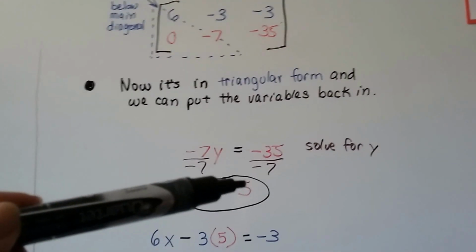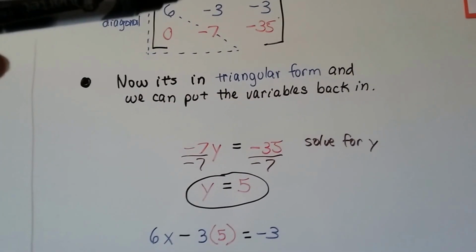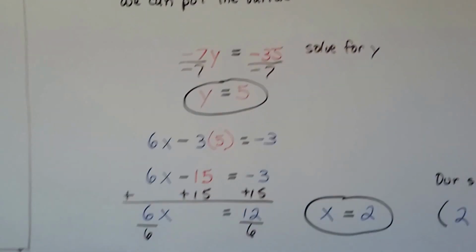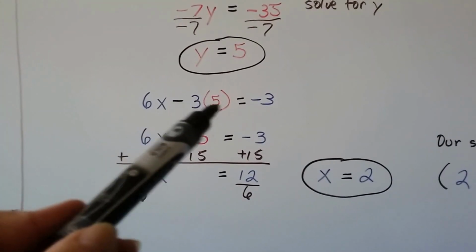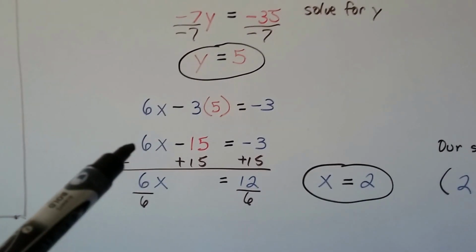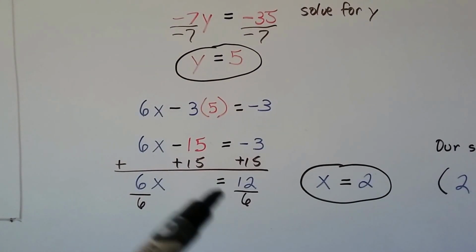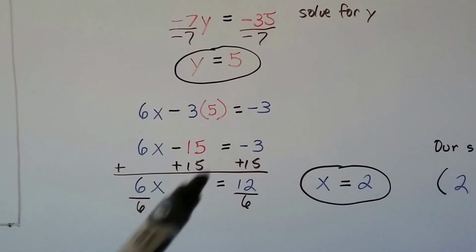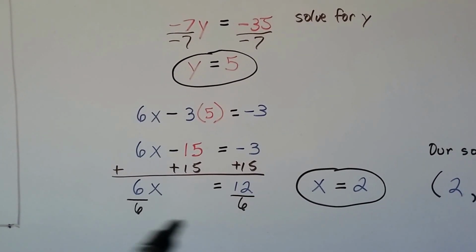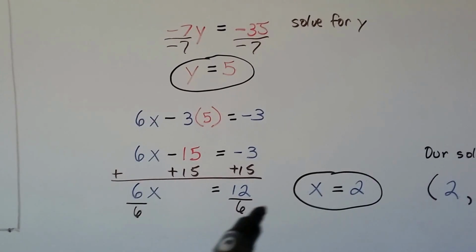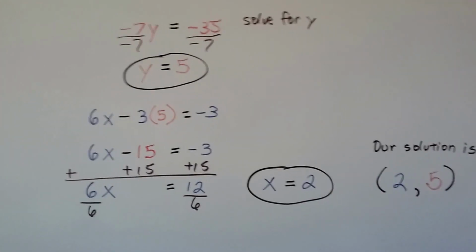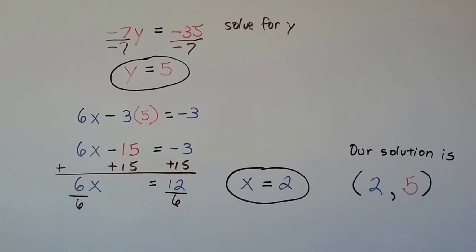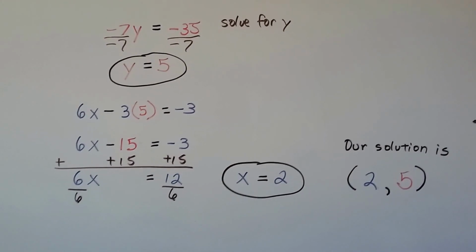Now we can take that 5 and plug it back into our blue first equation and solve for x. And that's going to make that a 15, isn't it? So now we have 6x minus 15 equals negative 3, and we add the 15 to each side of the equation to eliminate this. And we get 6x equals 12. We divide both sides by the 6 coefficient. We get that x is 2. Our solution is a 2 for x and a 5 for y. All right?